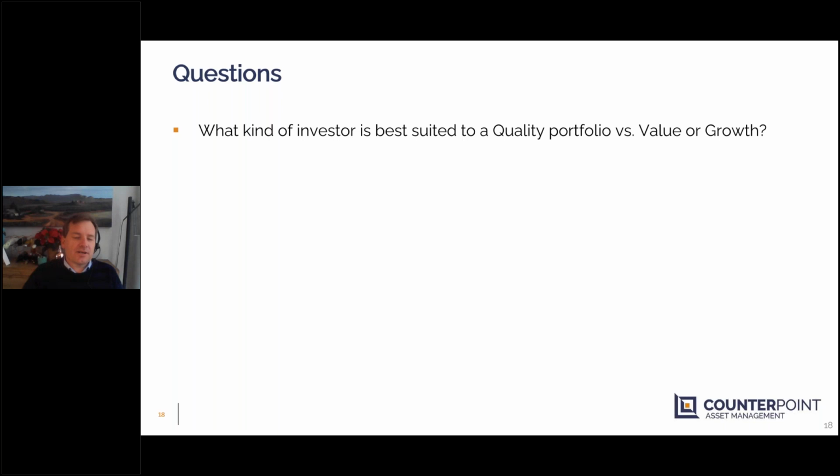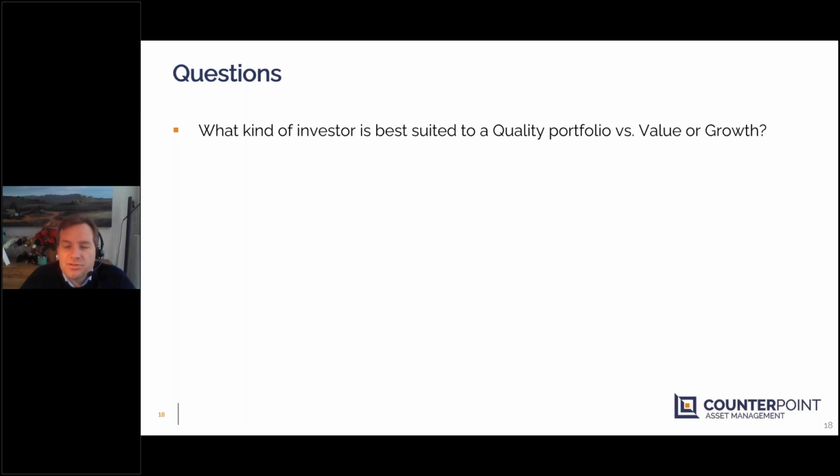The first question is, what kind of investor is best suited to a quality portfolio versus value or growth? I think the first thing would be an investor with a longer term time horizon. As we've seen, as time goes by, quality does better and better. So if you're a longer term investor, or your client has a longer term horizon, quality is a great investment. And over rolling 5-year returns, quality has a great hit rate.